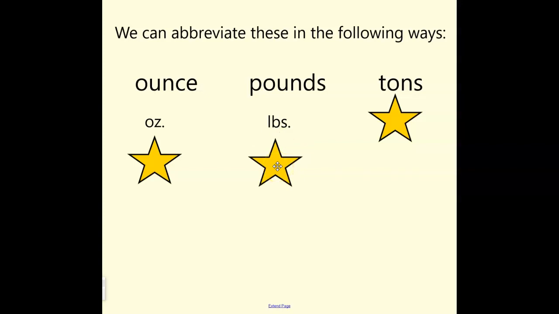Okay, so we have ounce, pounds, and then finally the heaviest weight, which is tons. And tons is abbreviated with a capital T. You cannot put a lowercase t. That means something else in measurement. So a capital T stands for tons.